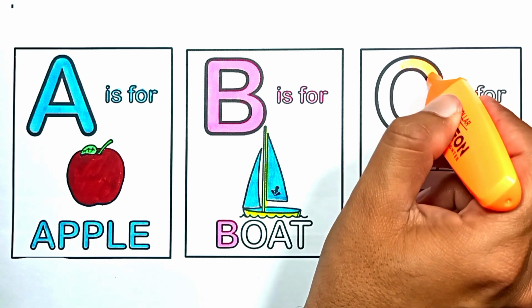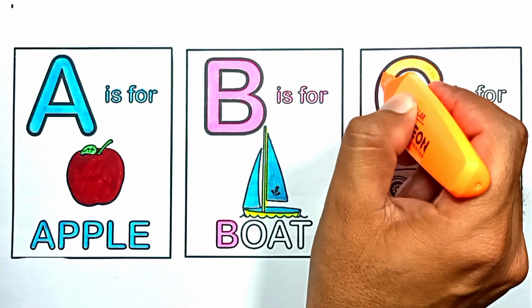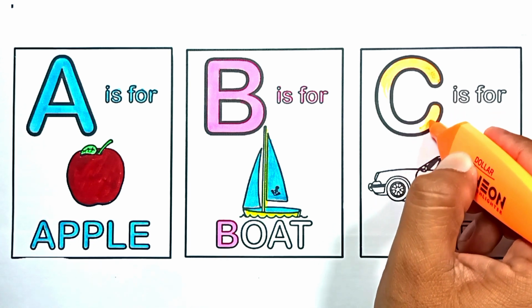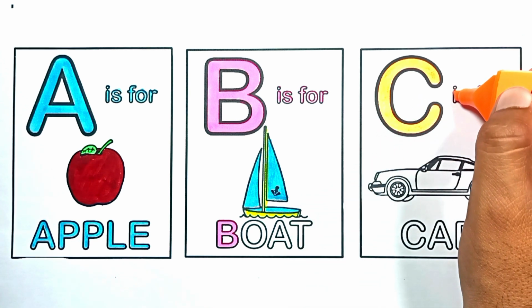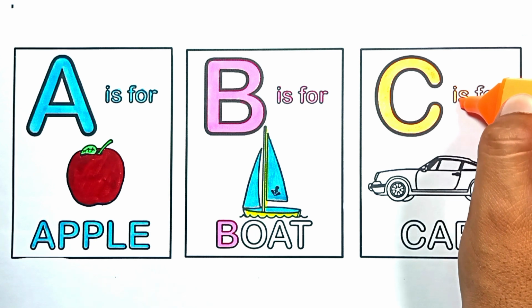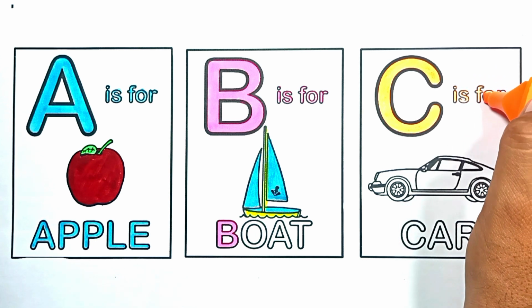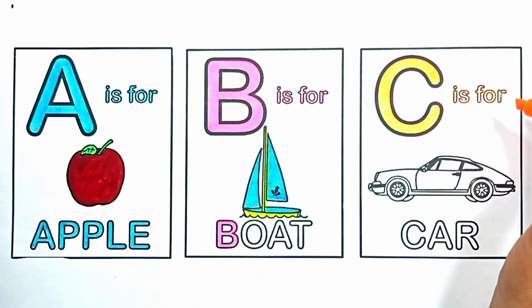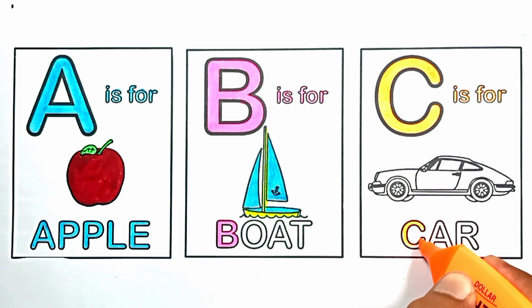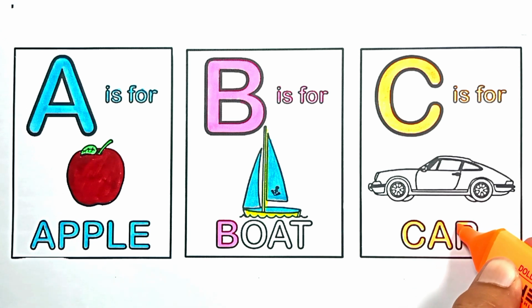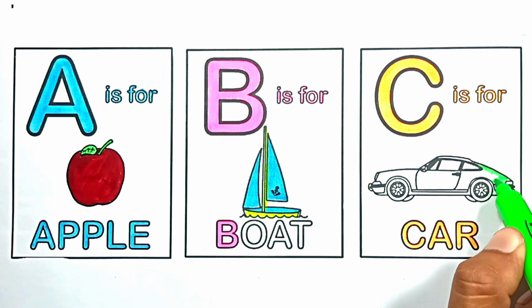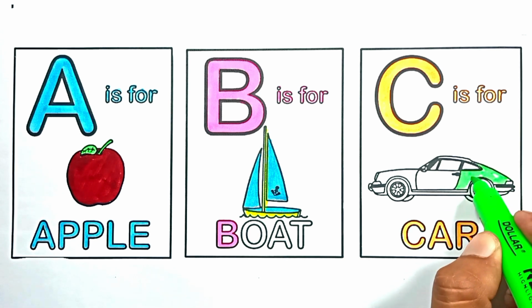C in orange color. C is for car, C A R, C A R. C is for car and the car is in green color.